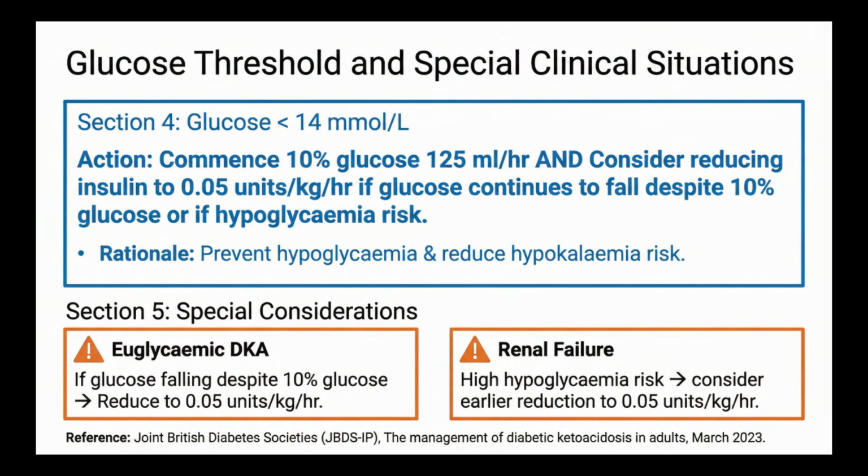In renal failure, insulin clearance is reduced. This creates a high risk of hypoglycemia, so you should consider earlier dose reduction to 0.05 units per kilogram per hour. MRCP key message. When glucose drops below 14, add glucose, continue insulin, and reduce the insulin dose only if needed. Insulin is stopped only when DKA has resolved, not when glucose becomes normal.